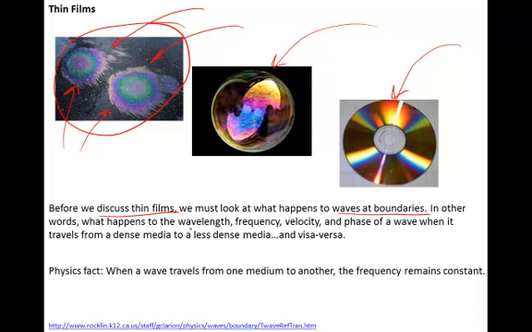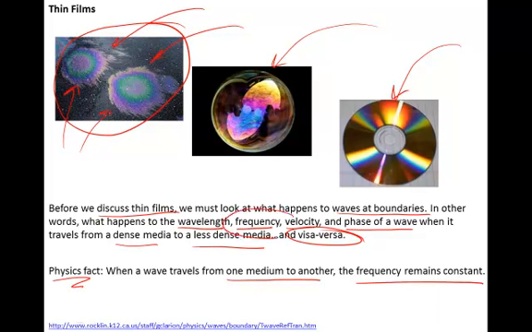In other words, what happens to the wavelength, frequency, velocity, and phase of a wave when it goes from a dense medium to a less dense medium and vice versa. Here's a physics fact. When a wave travels from one medium to another, the frequency remains constant. So I guess that answers one of our questions.